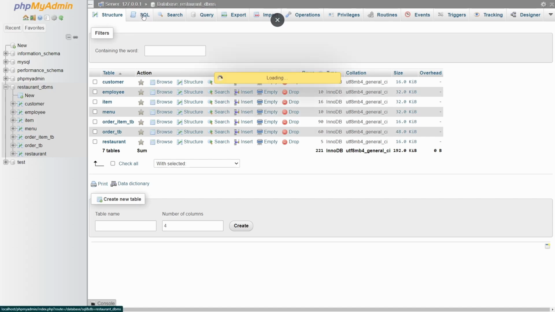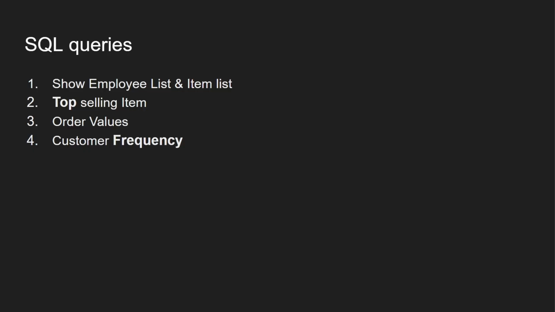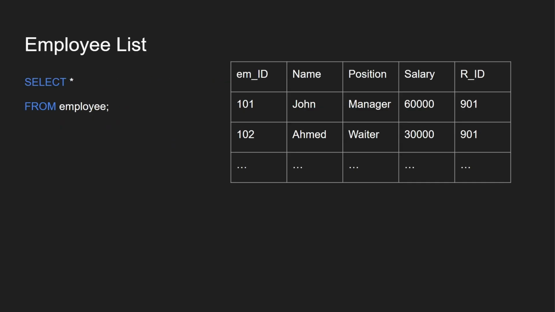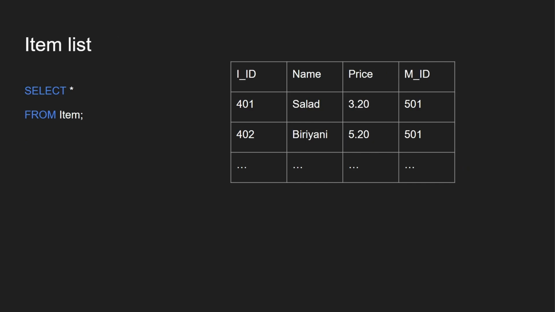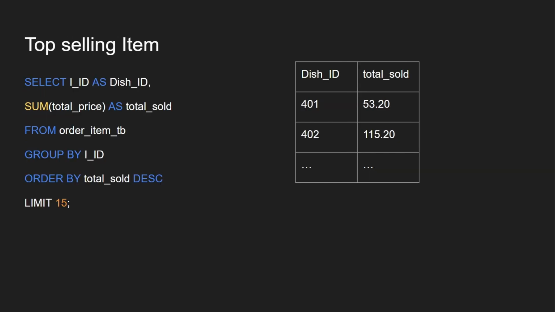This is where we can run SQL queries. Alright, let's talk about some SQL queries for our database. We'll try to do these tasks in our database. First, we may try to see a list of employees, then a list of all the items. We can find top selling 15 items with the query we see here.